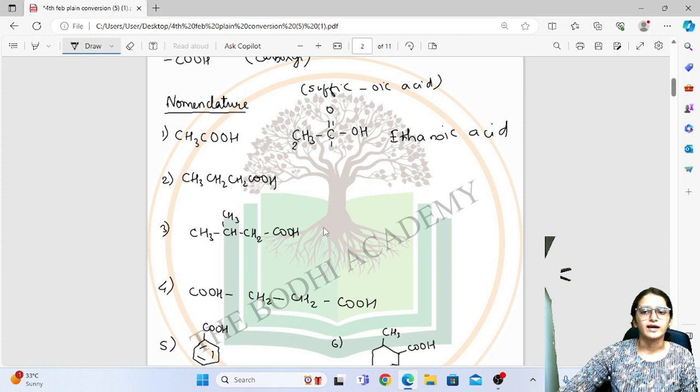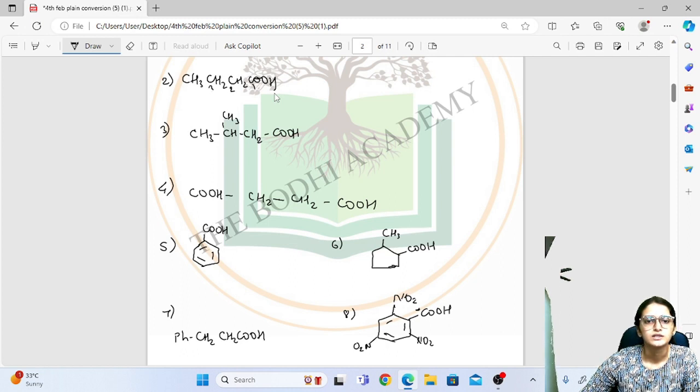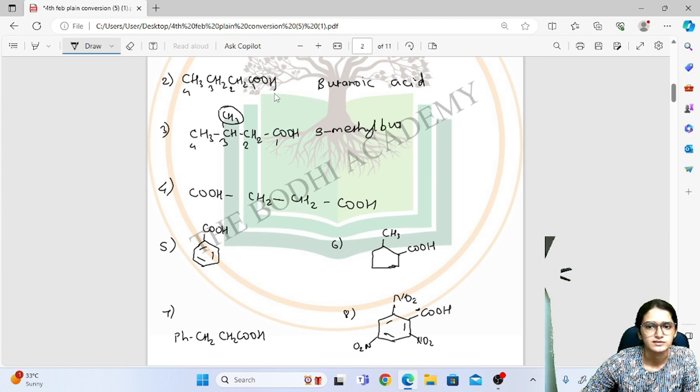Okay, ethanoic acid. Similarly, the second compound, in this compound we have how many carbons? 1, 2, 3, 4. 4 carbons are there. So the name will be butanoic acid. Okay, butanoic acid. Next, the third one. Here I have 1, 2, 3, 4. 4 carbons in a straight chain, and one carbon or one methyl group is attached as a substituent at the third position. So here the name will be 3-methyl butanoic acid.